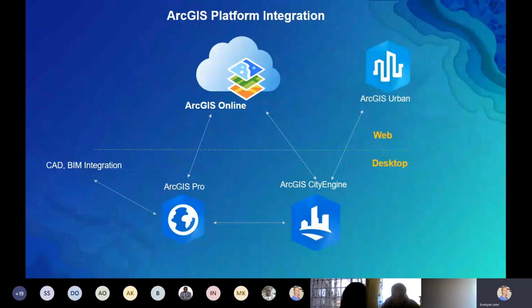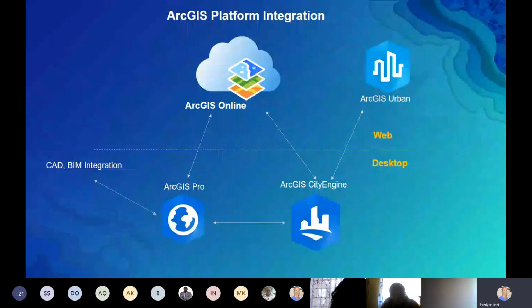So the difference between ArcGIS Urban and CityEngine is that CityEngine is a desktop application which is mainly tailored for design, while ArcGIS Urban is a web application. And then the beauty with all this is that we have what we are calling ArcGIS Online. So you can publish the web scenes that you've created within ArcGIS CityEngine to ArcGIS Online.